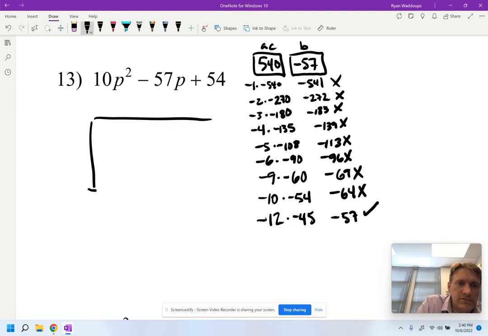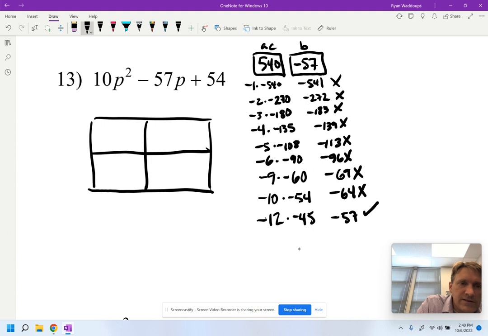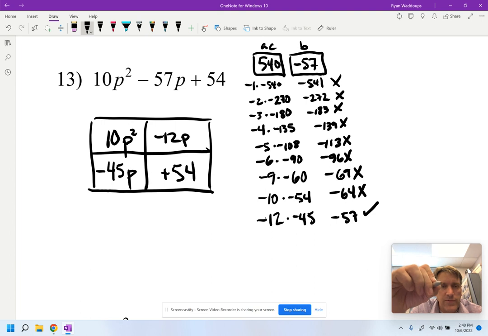We go to the box. And in the box we write 10p squared and plus 54 down in the bottom right. And then the negative 57, we write negative 12p minus 45p. And then we're looking for the greatest common factor for each of those. 10p and 45p, I would say that's probably 5p.